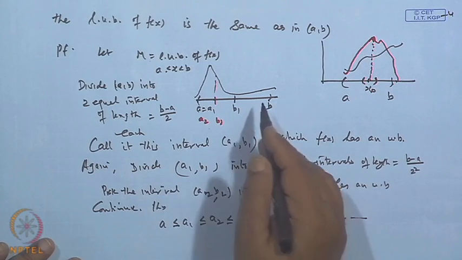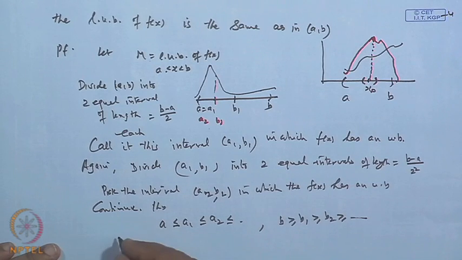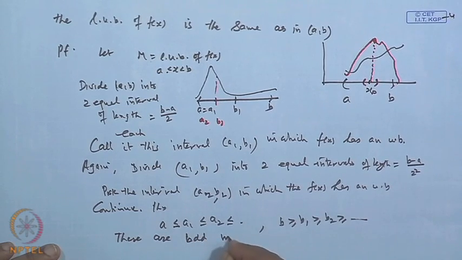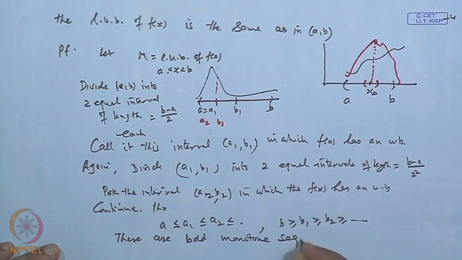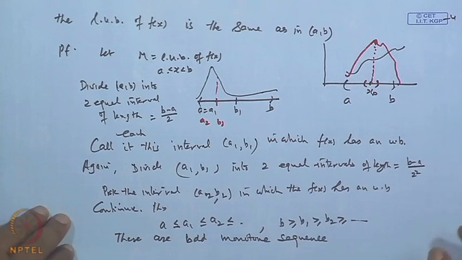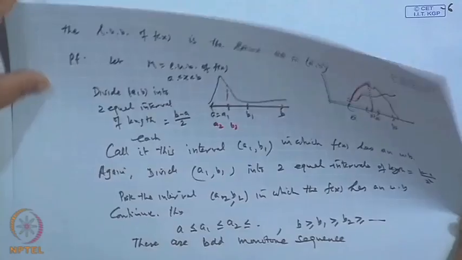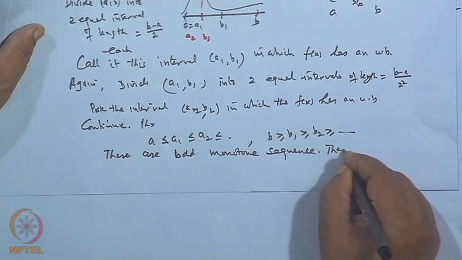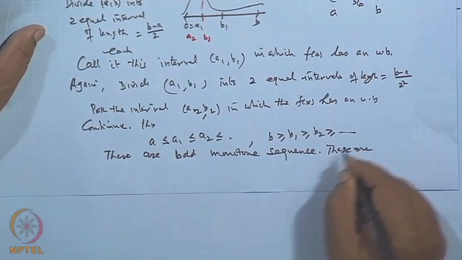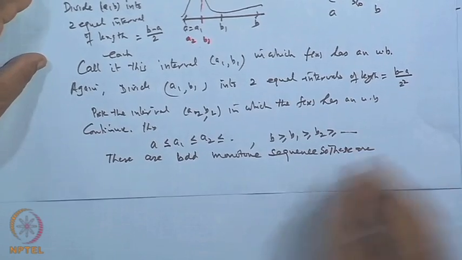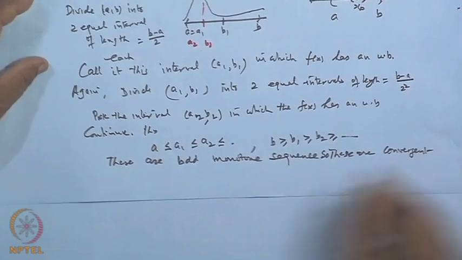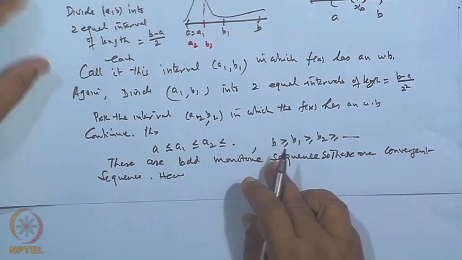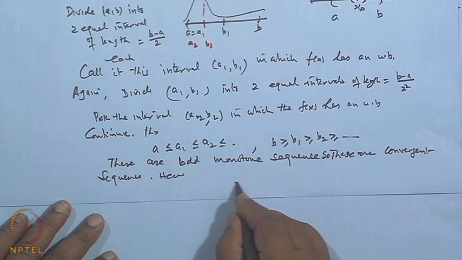So these are bounded monotone sequences, and we know that bounded monotone sequences of real numbers are convergent. So these are convergent sequences. Hence a_n will converge to a point, b_n will converge too, and so we get from here a point in (a, b).